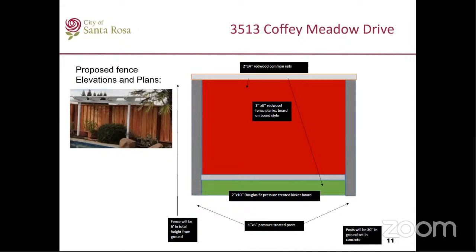The fence will not exceed the height of 6 feet and will be of sound construction using primarily redwood with a Douglas fir pressure treated kicker board. And the picture on the left shows what it will look like, pool not included.